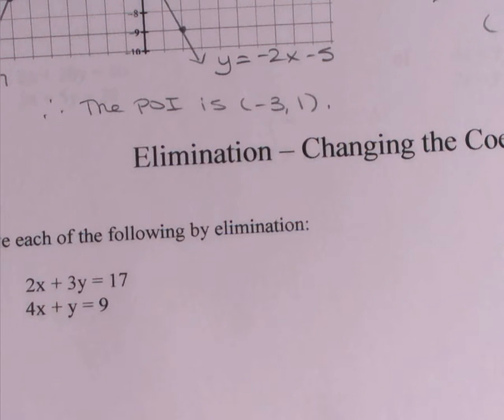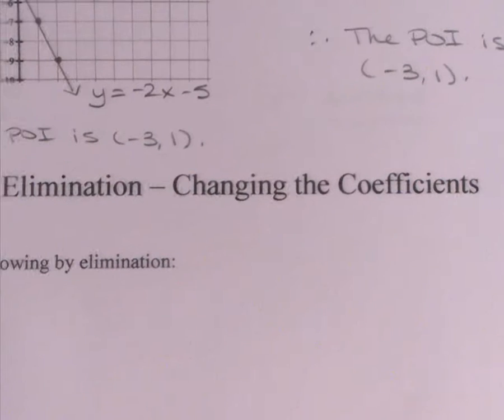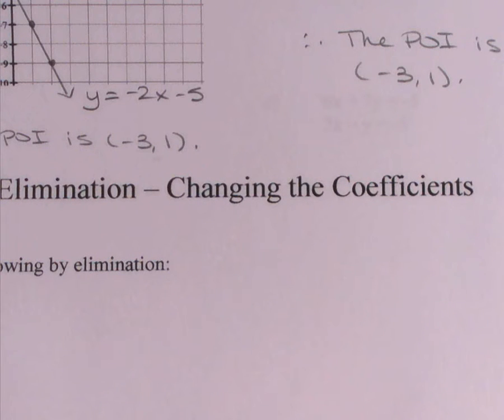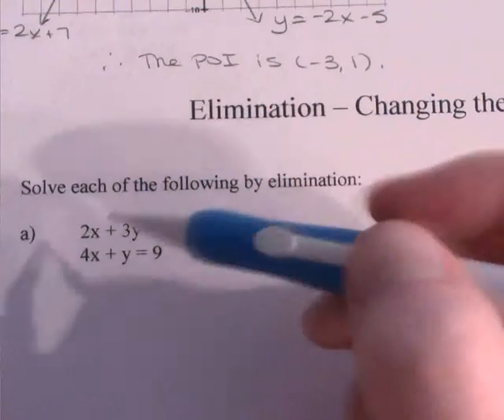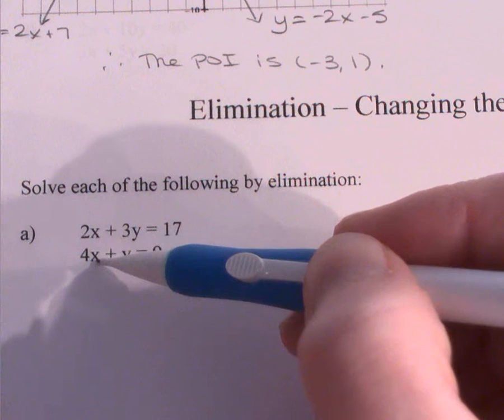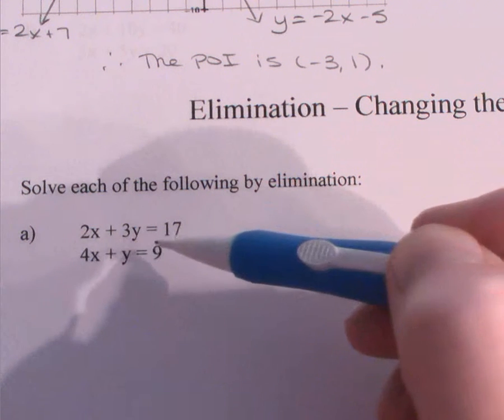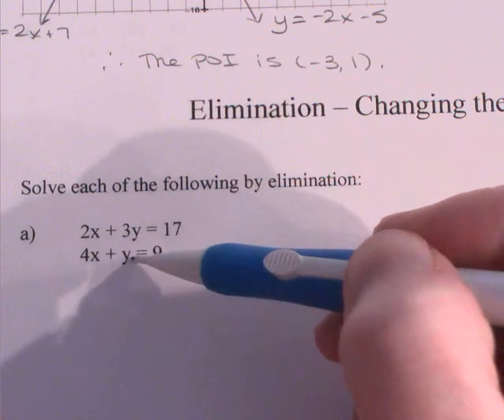Okay, so we're going to continue on with elimination, but this time instead of just changing the sign, we actually have to change the coefficient. So let's look at an example of what that means. If I look in front of x, I have a 2 and a 4. If I look in front of y, I have a 3 and I have a 1.